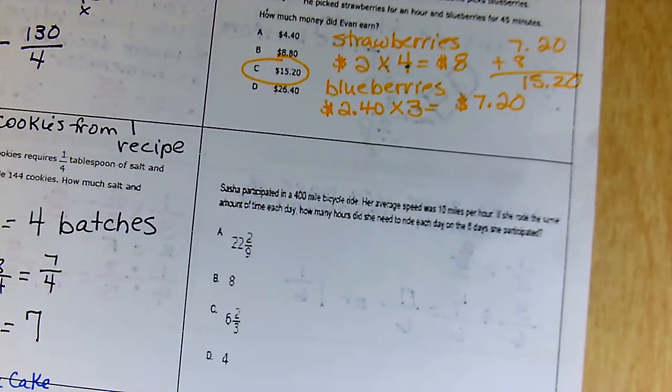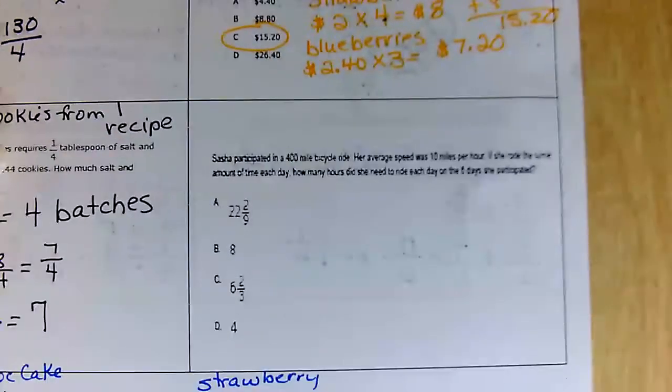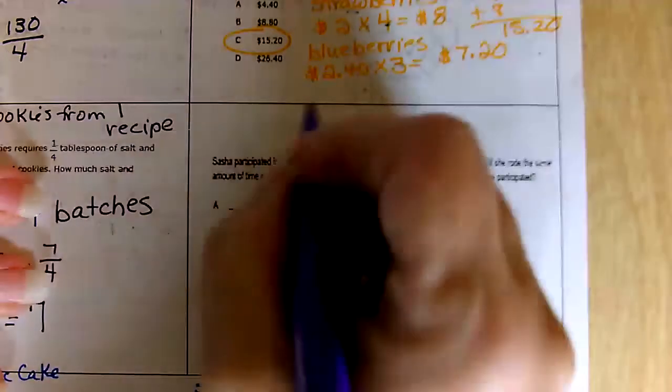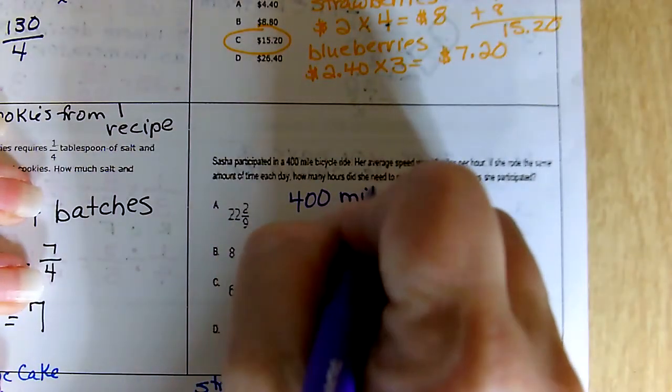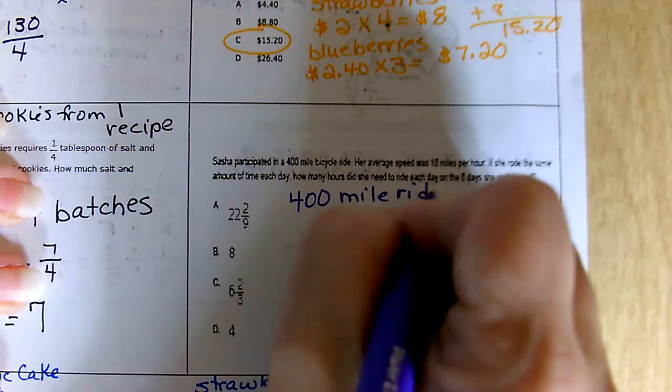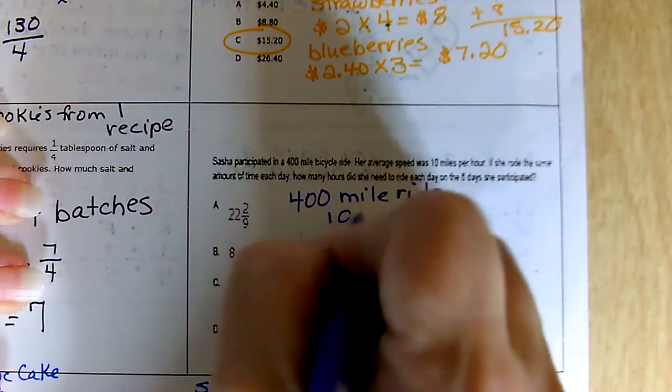Sarah participated in a 400-mile bicycle ride. Her average speed was 10 miles per hour. If she rode the same amount of time each day, how many hours did she need to ride each day on the 8 days she participated? I wish y'all could see how little that is for me over here. All right, so what we know is she rode 400 miles. She had a 400-mile ride. It was 10 miles per hour.